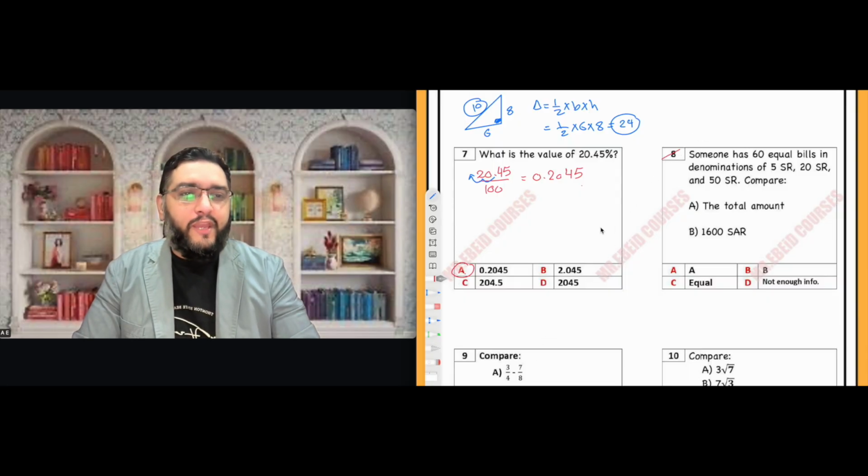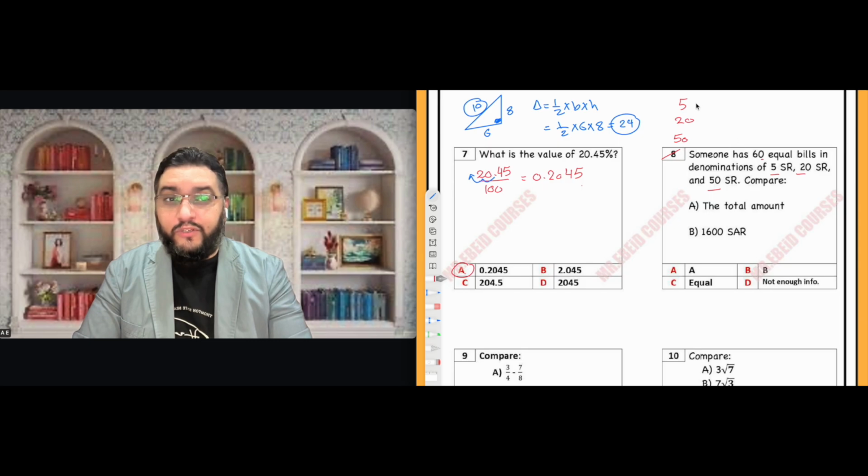Question 8. Someone has 60 equal bills in the denominations of 5, 20, and 50 reals. Compare between the total amount and 1,600 reals. So we have 60 bills with 5, 20, 50. Into equal bills means that we divide 60 by 3. It will be 60 divided by 3, which equals 20. So each one is 20.